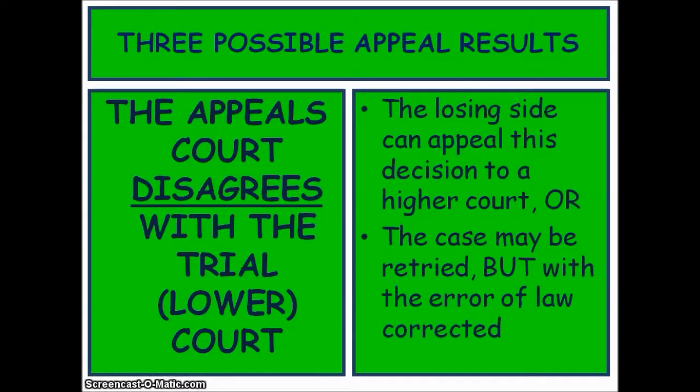It just means that they can get a new trial with the error of law corrected or fixed. In a civil case, it doesn't mean that the other side wins the lawsuit. It simply means, again, that the trial can be redone, but this time with whatever mistake was made fixed. And so these are the possible appeal results in a generic form, and that's something that we'll look at throughout the remainder of the course.